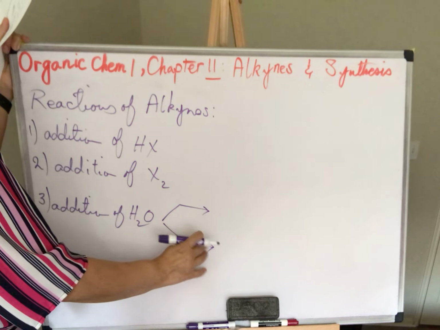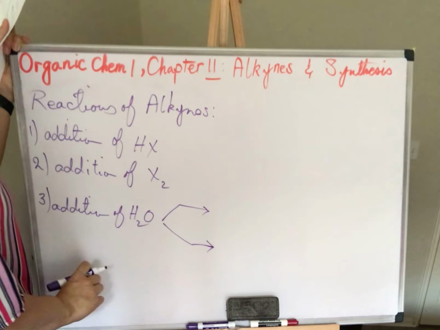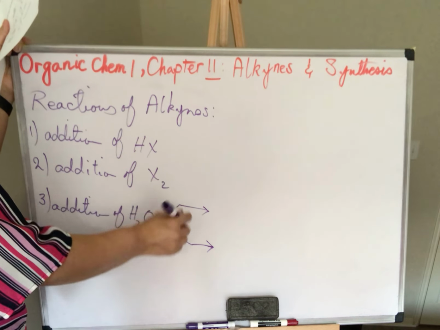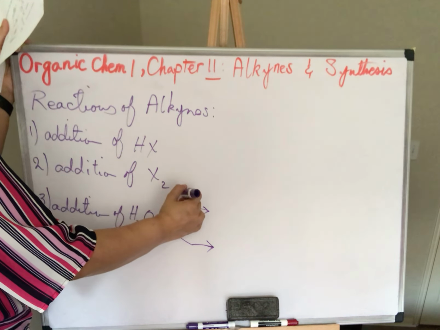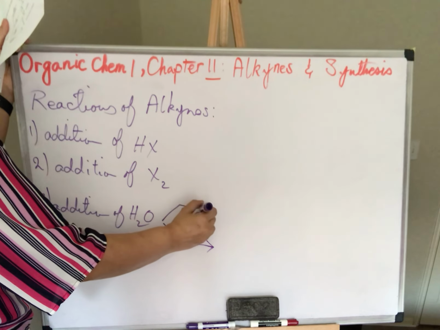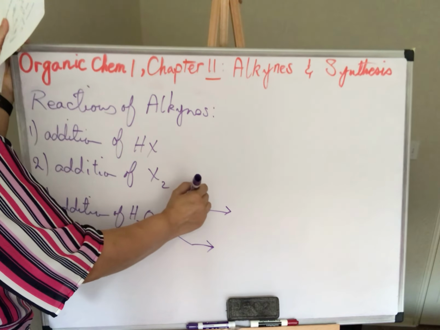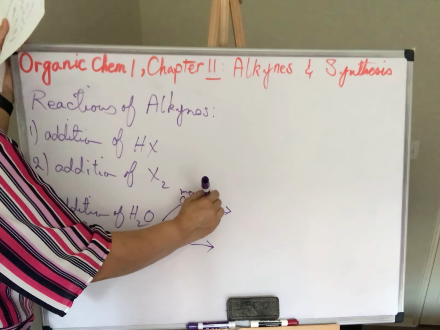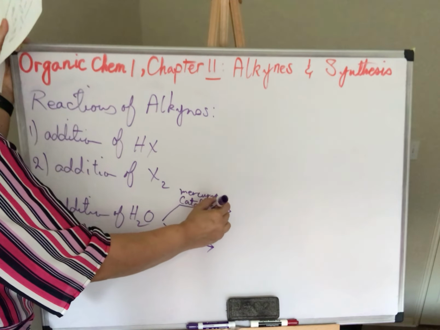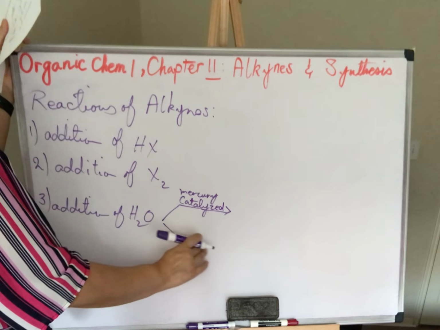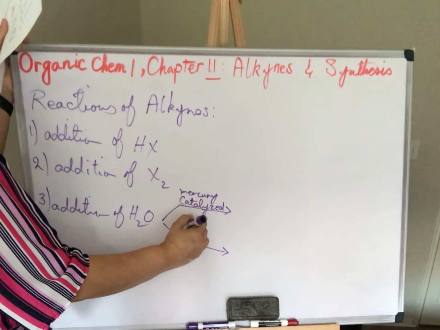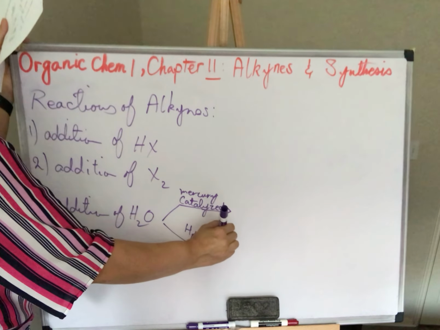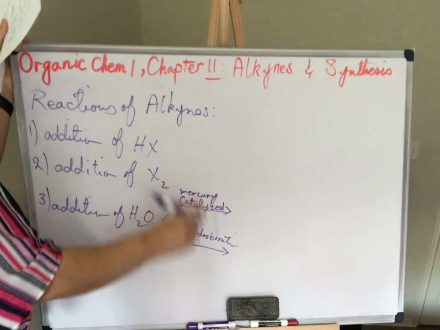Remember, you had the 2 methods for adding water to alkenes. One of them is called mercury-catalyzed, very similar to oxymercuration. And the second one is called hydroboration. Alright?